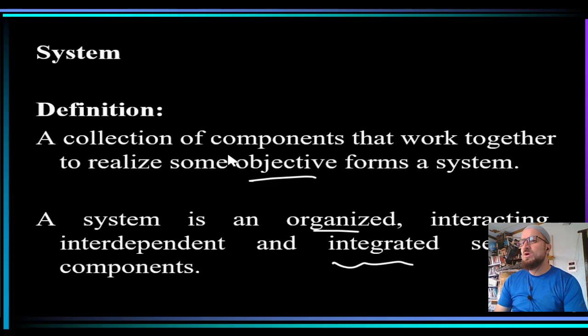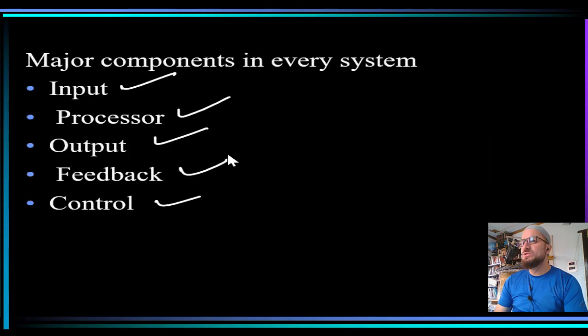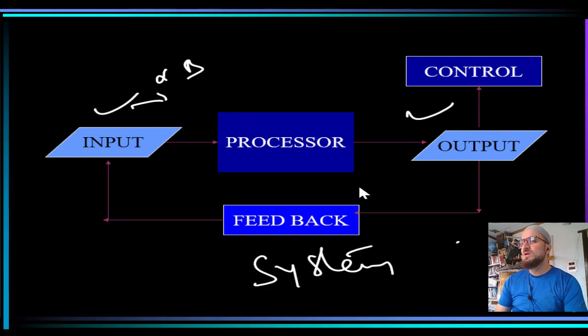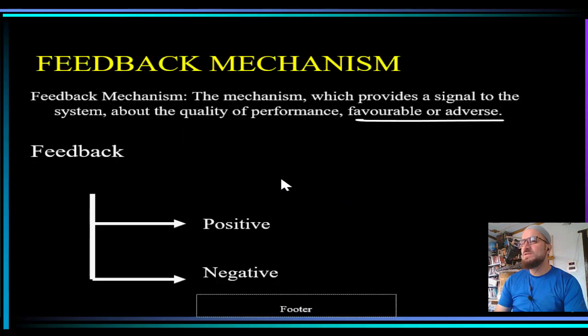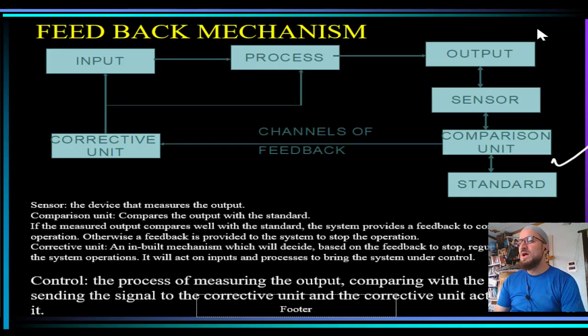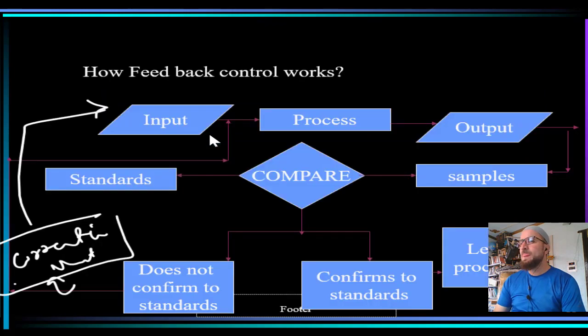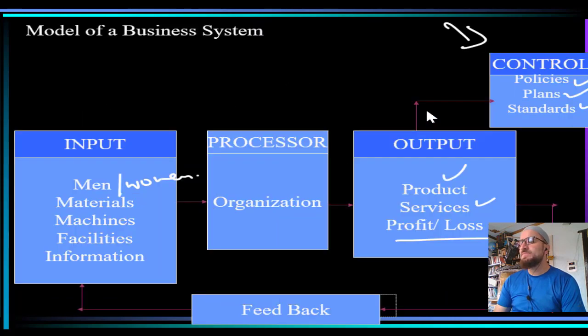Overall, we have a management information system where we have the input, processors, output, feedback and control. We discussed that in the last video. Now, the feedback can be positive as well as negative. We talked about the feedback mechanism and how feedback control works. We discussed that.